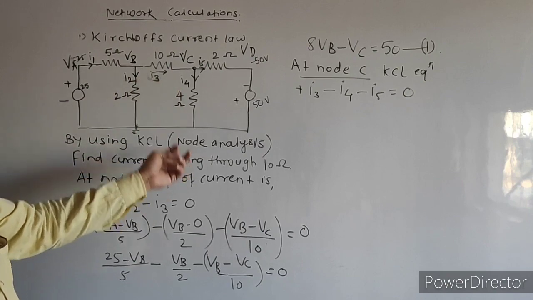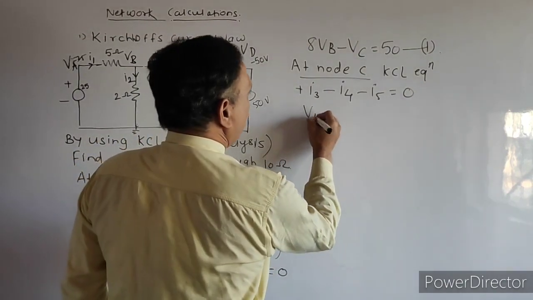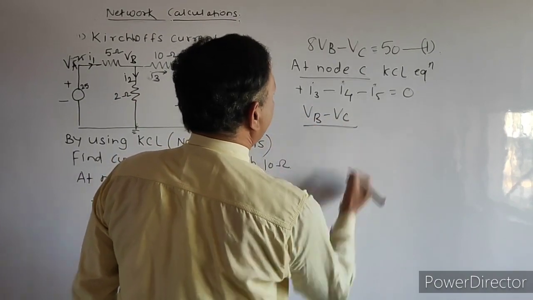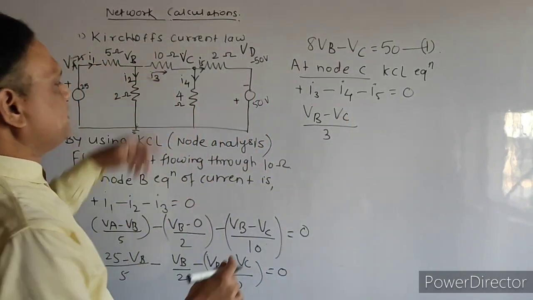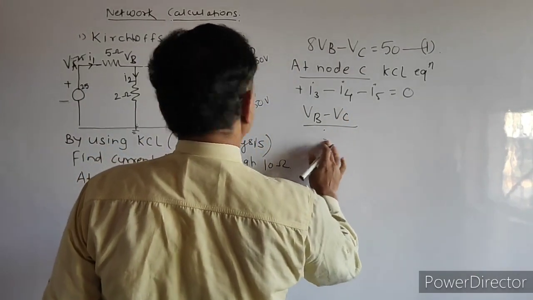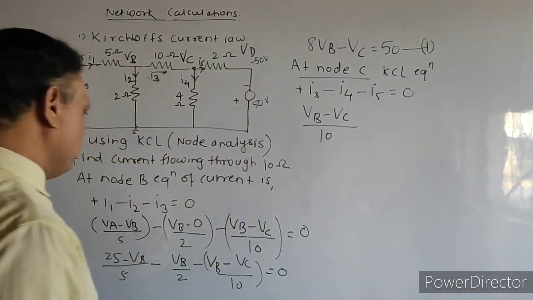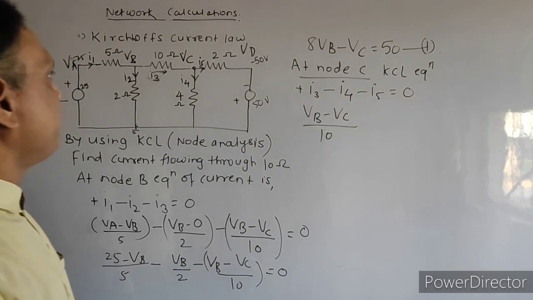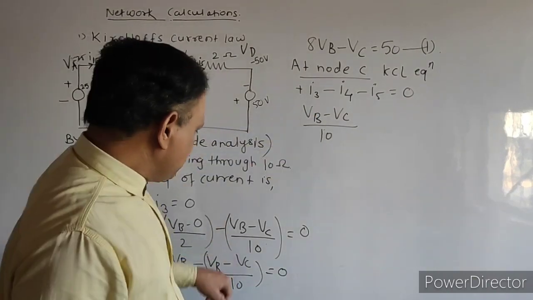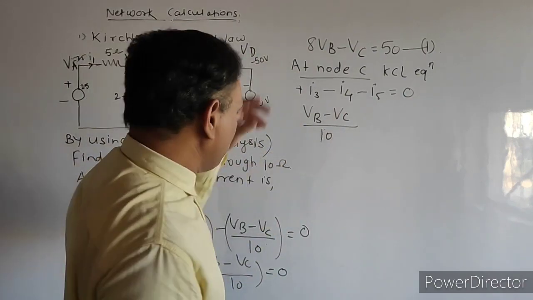Now what is our I3? We have already calculated the I3, which is nothing but the potential difference between point B and C. So VB minus VC upon its resistance, that is 10 ohm. Right? We have already calculated here as I3. The value will be the same, VB minus VC upon 10.